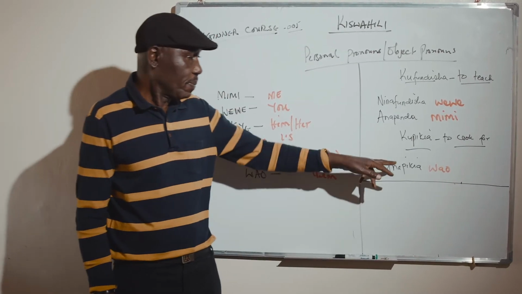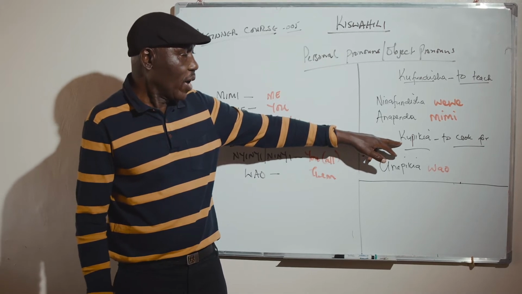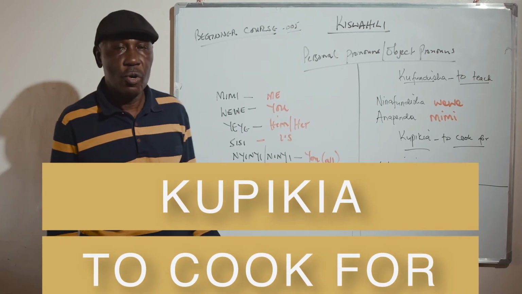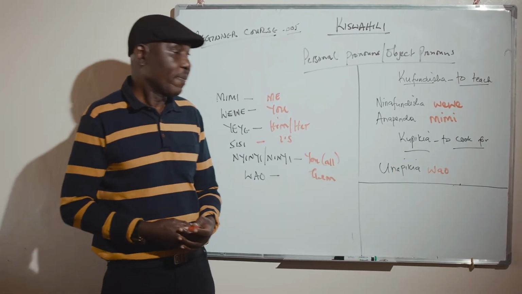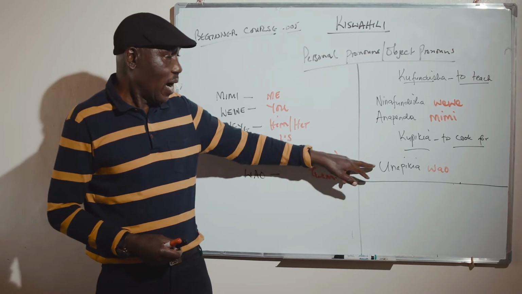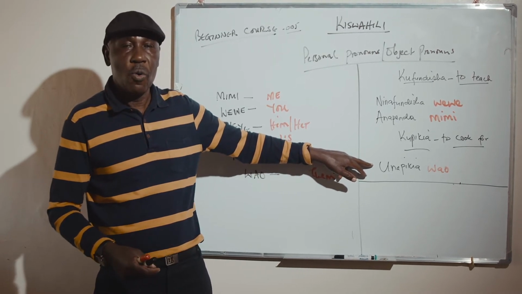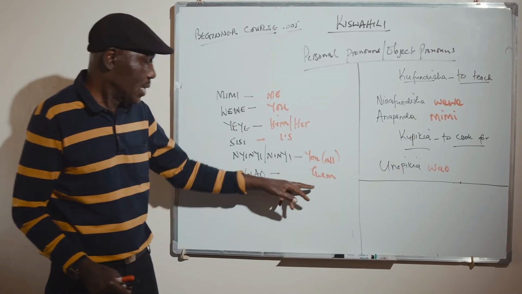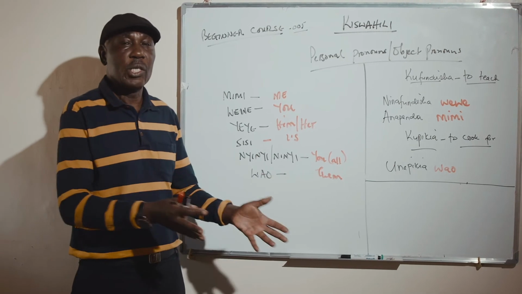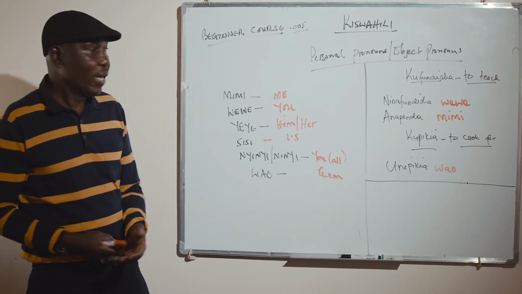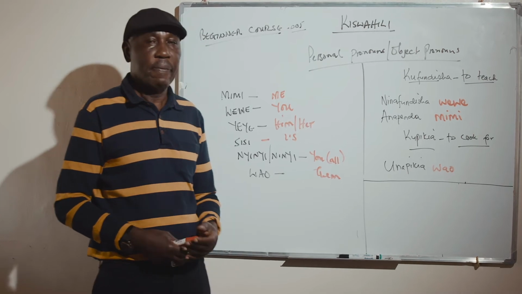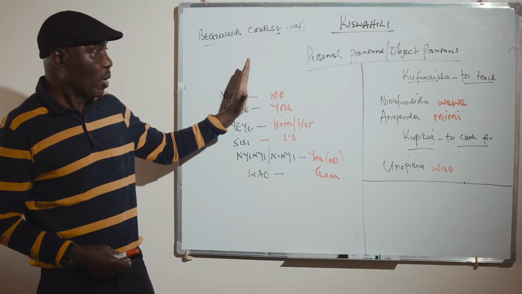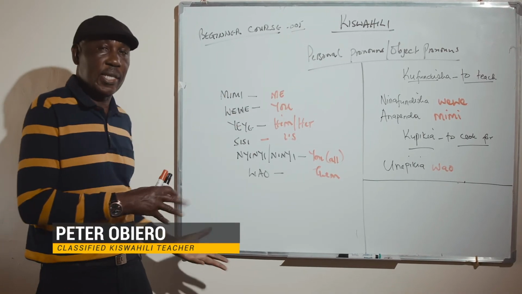Let me have another example. We have the verb kupikia. Kupikia is to cook for. I will say, anapikia wao. And then wao is them. Like she or he is cooking for them. So normally, I've seen cases whereby people try to mistake the object pronouns or personal pronouns with subject prefixes.